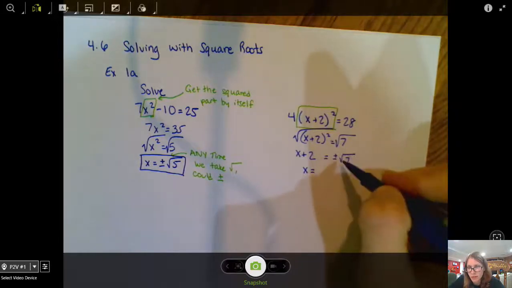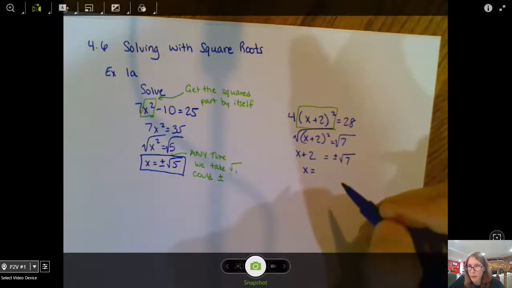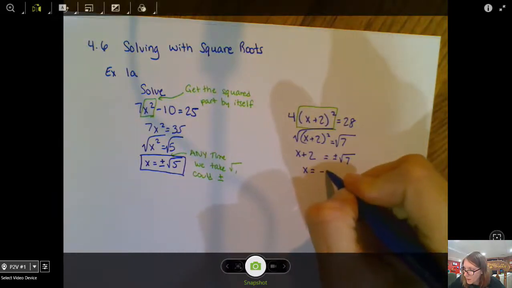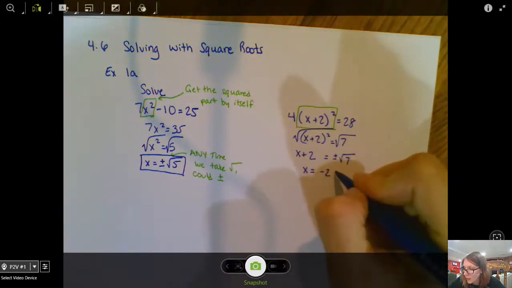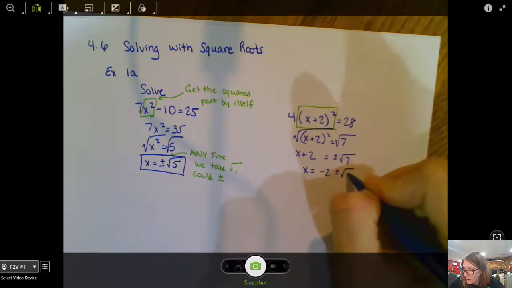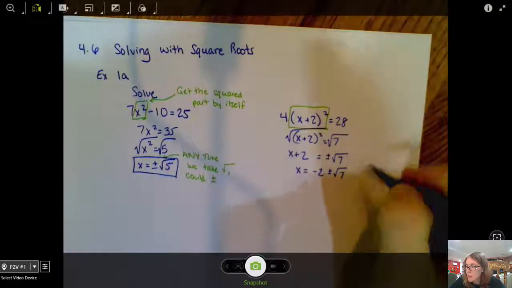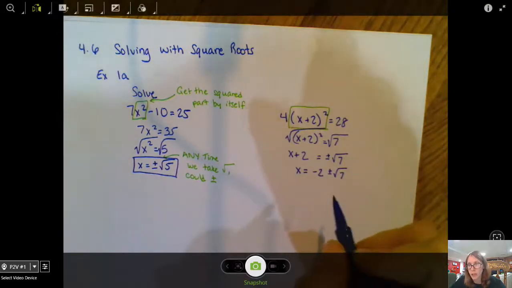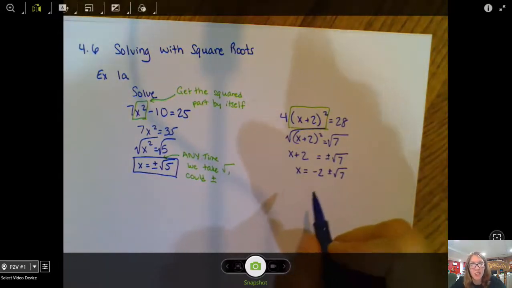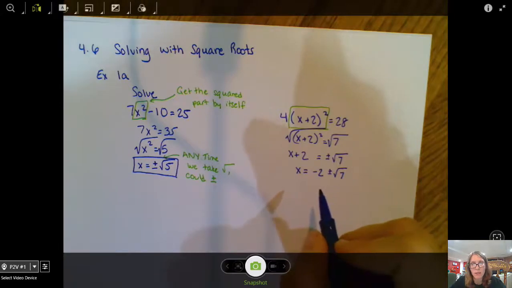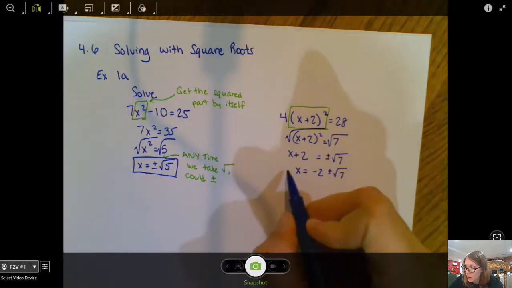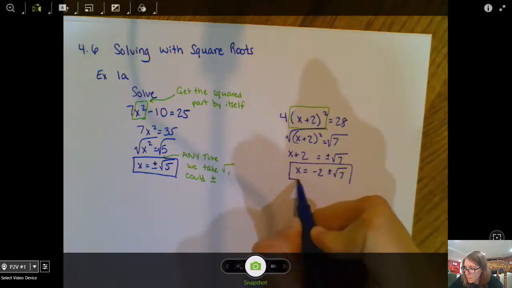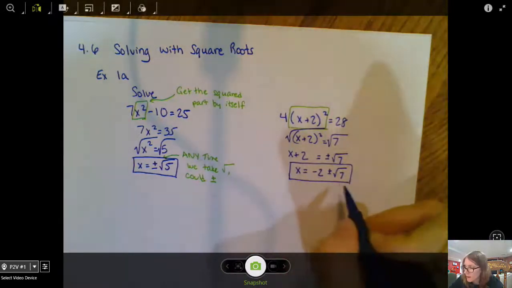And since this is a square root, and the 2 doesn't have a square root, I can't combine those. We don't have like terms. I'm going to write this as x equals negative 2 plus or minus the square root of 7. And typically you'll see the negative 2 come first, just because then you know for sure that negative 2 isn't underneath the square root. It's totally separate from your square root. So negative 2 plus or minus square root of 7 is our final answer.